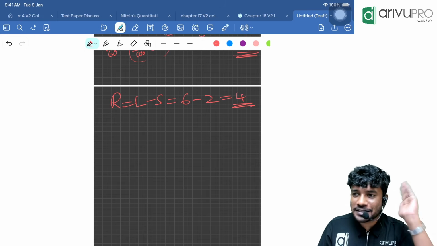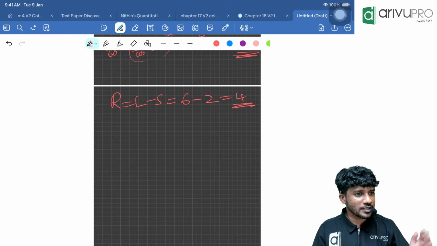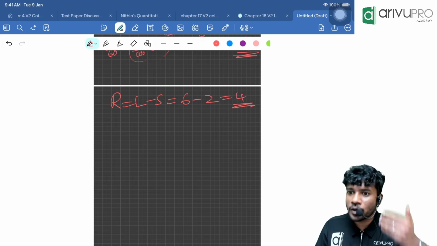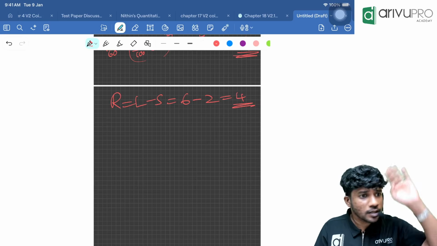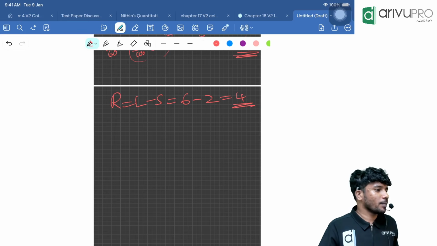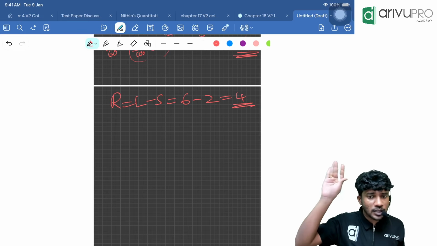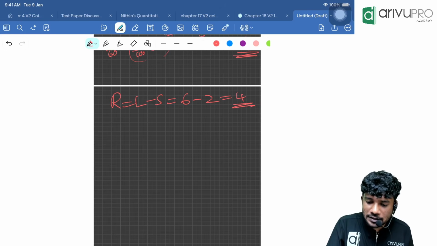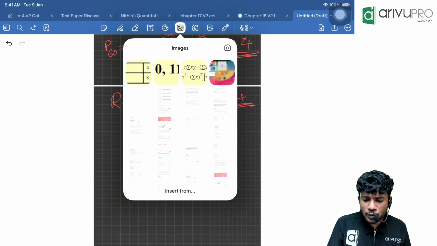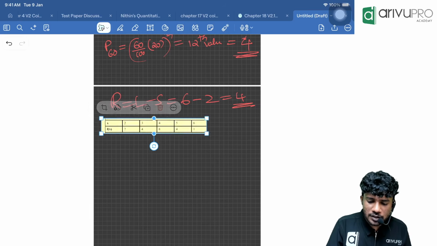So range basically means what? Largest minus smallest. Largest value over here is 6. Minus 2 is how much? It is coming to be 4. I hope everyone understood. Any doubt in this? Then, once that is done, I will take you directly to our mean deviation. Okay.